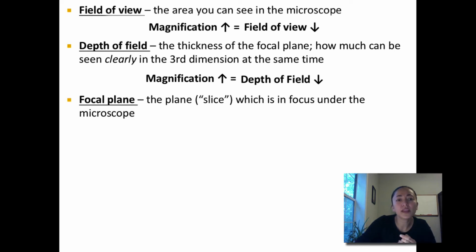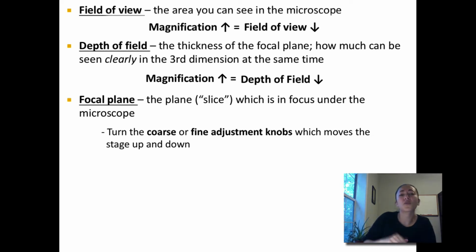The focal plane is the plane or slice through an object which is in focus under the microscope. So there's only a certain distance from the microscope, from the objectives, that's actually in focus at a time. So this slice can be going through any part of an object. So in order to bring an object into the plane of focus, you have to turn the coarse or fine adjustment knobs, which moves the stage up and down.